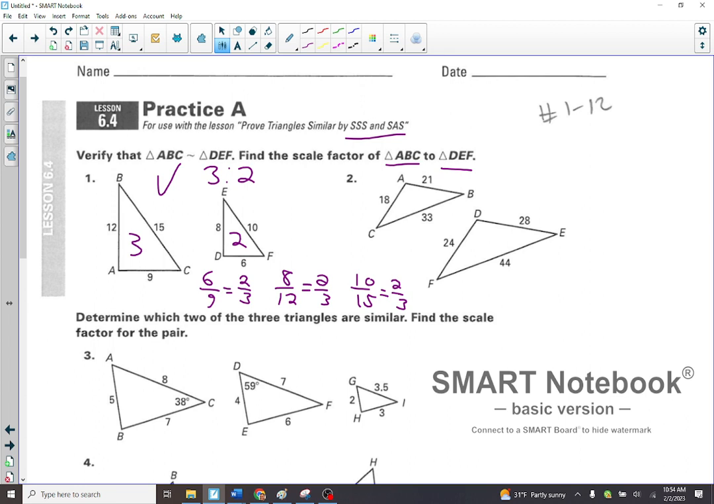For this one, do you need all of them to be the same? Yes, because it's side. They are not the same, but proportional, we should say. Not the same, but proportional. Okay?